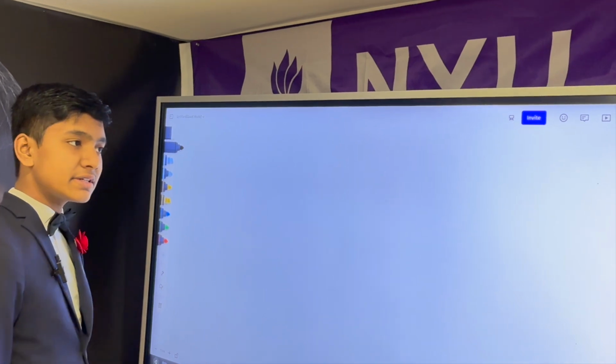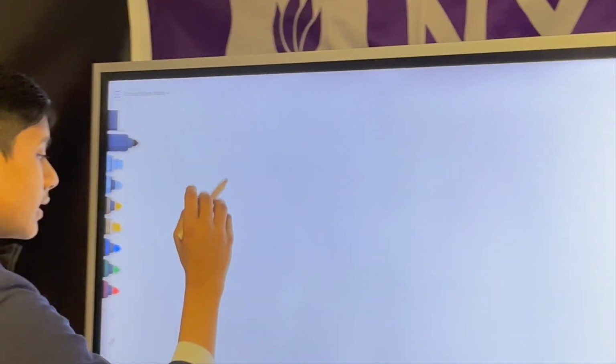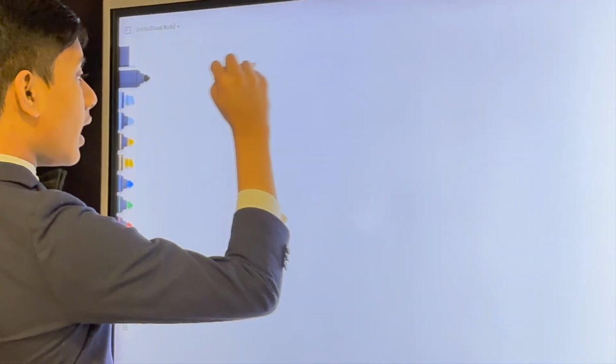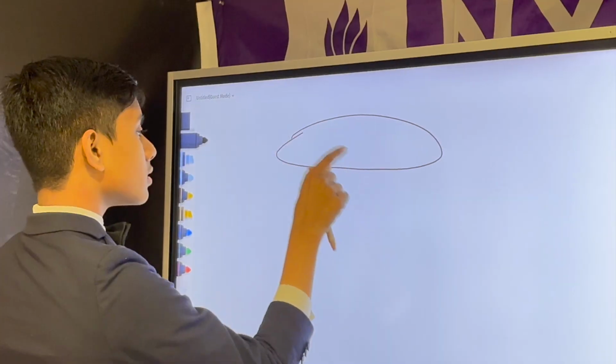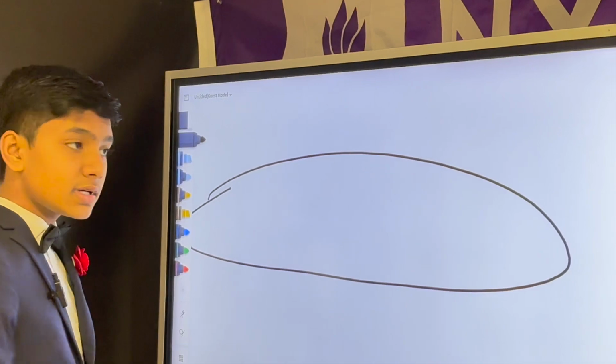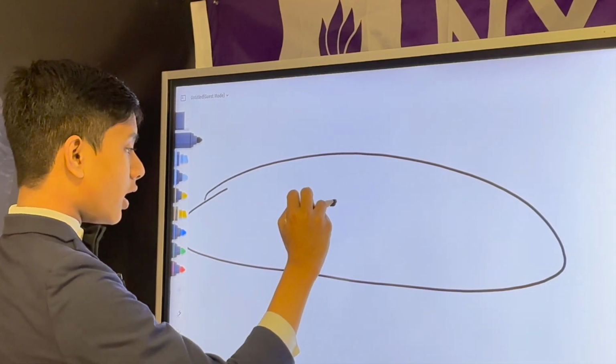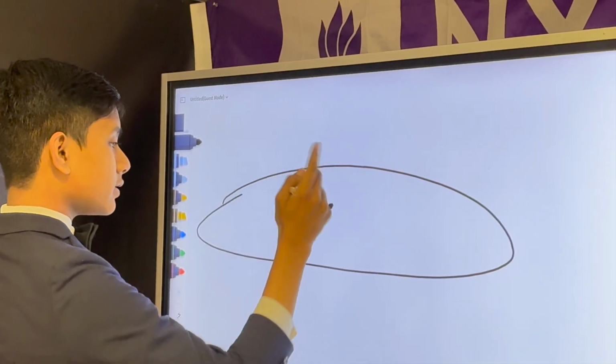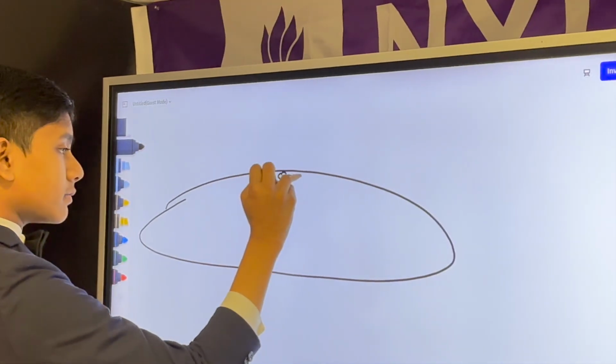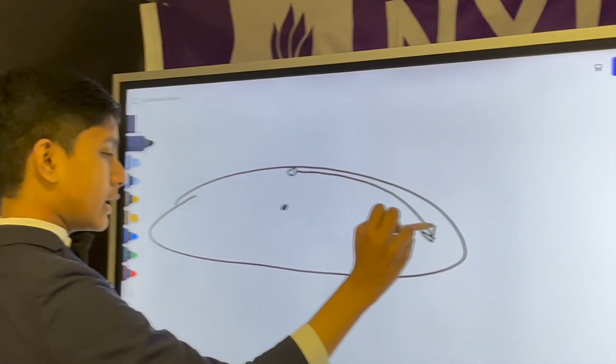So the Coriolis effect is kind of like the centrifugal force, in which it's a kind of pseudo force that appears to be affecting objects when you're viewing them from a non-rotated frame or a non-rotating frame.